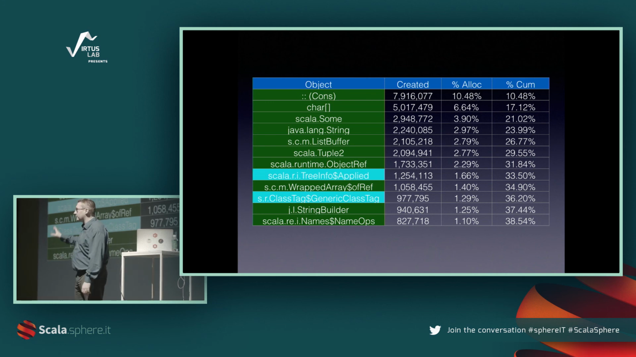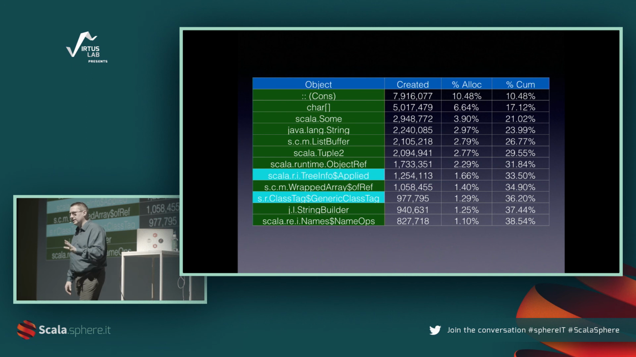So the highest object in the Scala compiler, other than core classes, is TreeInfo, which is not unexpected. But it only accounts for just over 1.5% of the object allocation. And in fact, I've reached 30% of the objects before I've got to anything related to scalac. There's a few other interesting things here which I'm going to come back to. ObjectRef, ArrayOps ofRef, StringBuilders and NameOps.